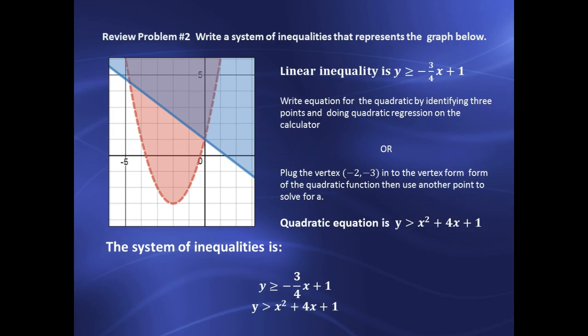Now, you can either find 3 pretty points and plug them into your calculator and do quadratic regression, which is what I did, or if you don't remember how to do that, you can recall the vertex form of a quadratic equation, plug the vertex in, and then use another pretty point to solve for a. Either way, your quadratic inequality is going to be y is greater than x squared plus 4x plus 1. That leads to the system of inequalities that is the answer to this problem.